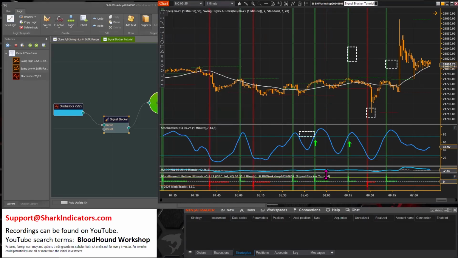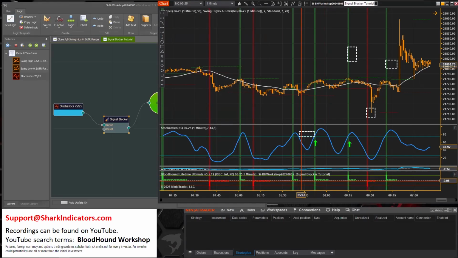And when we look down here, we can see the signal blocker is blocking, but then once we get into this area where there's no signals, then the signal blocker is reset.